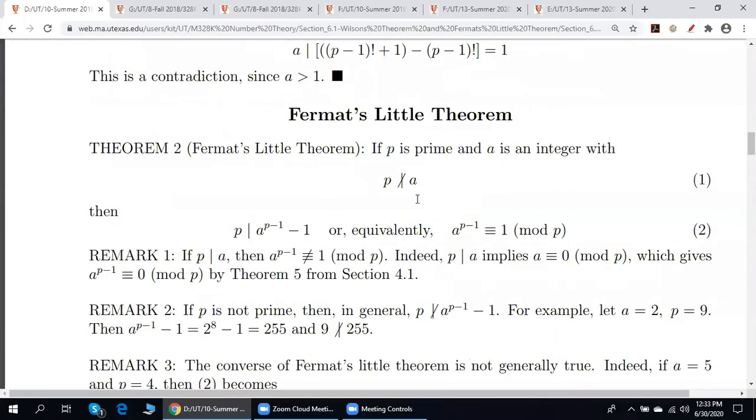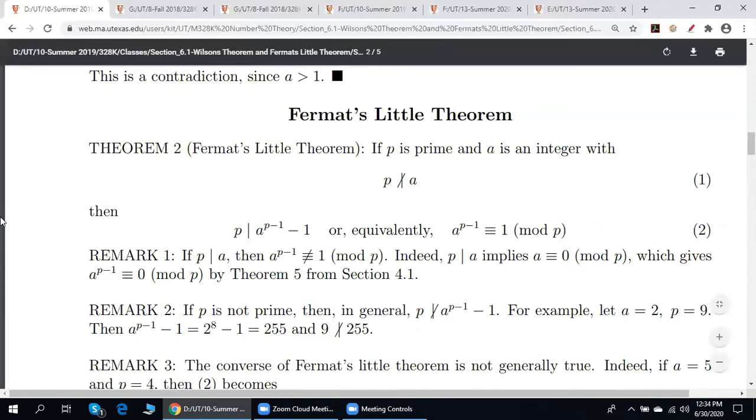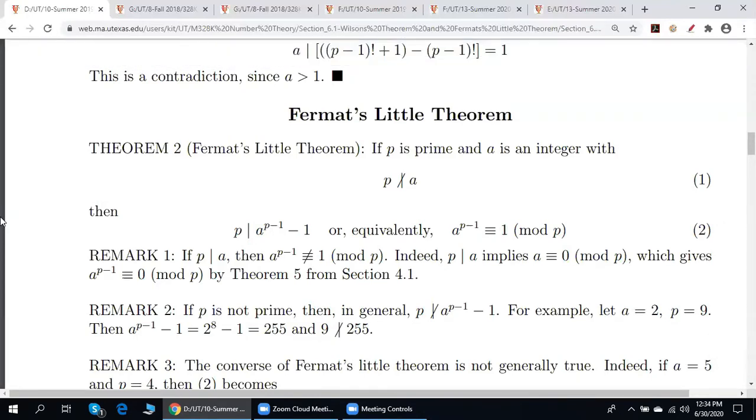Fermat's little theorem says the following. If p is prime and a is an integer such that a is not divisible by p, then p divides a to the p minus 1, or equivalently a to the p minus 1 is congruent to 1 modulo p. Now let us discuss 3 remarks. Remark number 1. This condition is important.